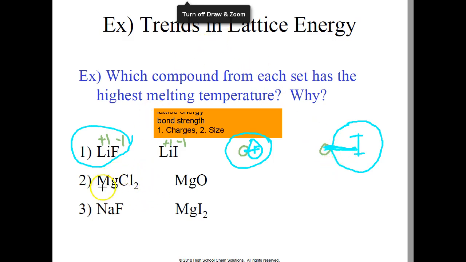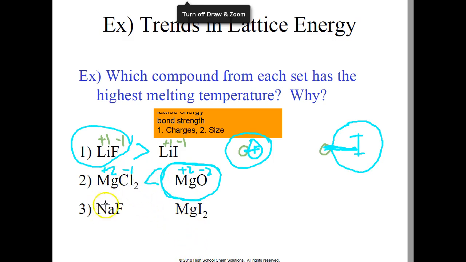All right, let's do the same thing on these two, magnesium chloride or magnesium oxide. Well, magnesium is +2 and chlorine is -1. Magnesium is +2 and oxygen is -2. So we've got a 2 and a 1 and a 2 and a 2. Which of those is going to have greater attraction for each other? A 2 and a 1 or a 2 and a 2? Greater absolute value for the charges means a stronger bond and a higher melting temperature. So this one is going to have a greater lattice energy.